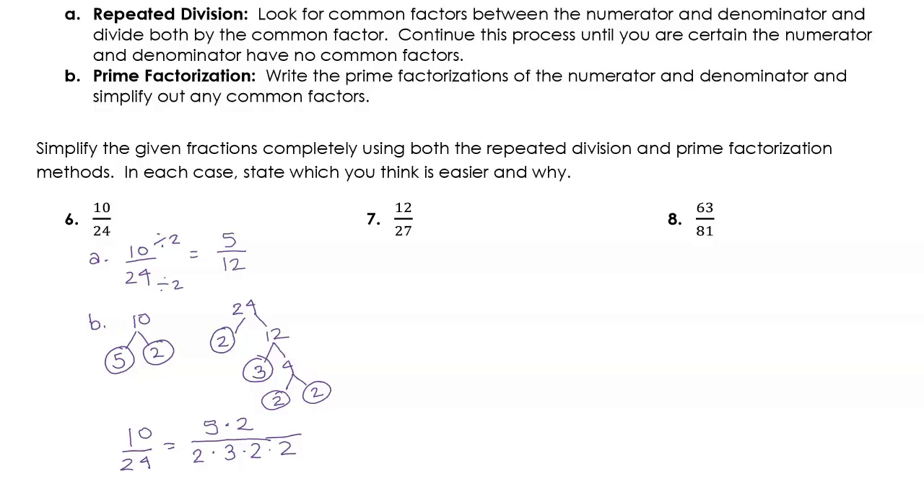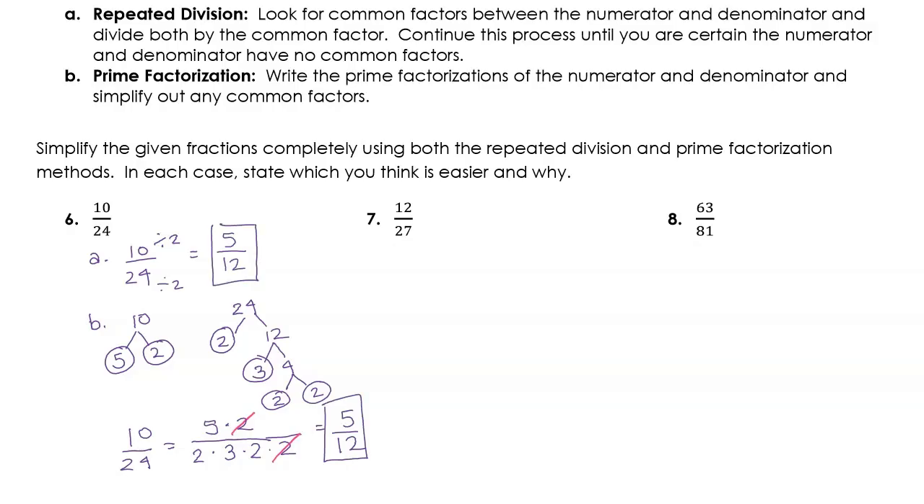Then what I would like to do is I'm going to divide out any common factors. Well, in the numerator, there's a 2, and in the denominator, there's a 2. So those divide out. And I'm left with 5 in the numerator. And then the denominator, I'm left with 2 times 3 times 2, which is going to be 12. So I get 5/12 again. All right, let's do another one.